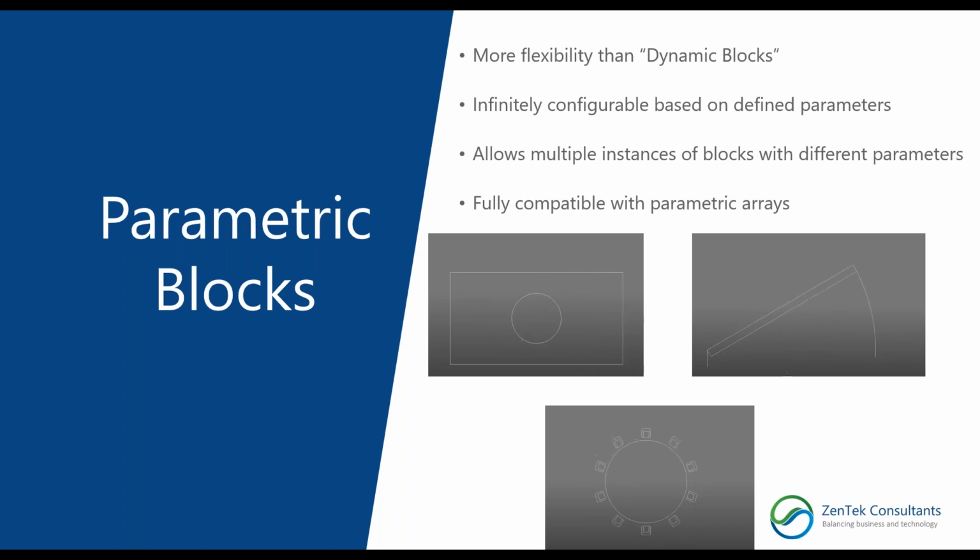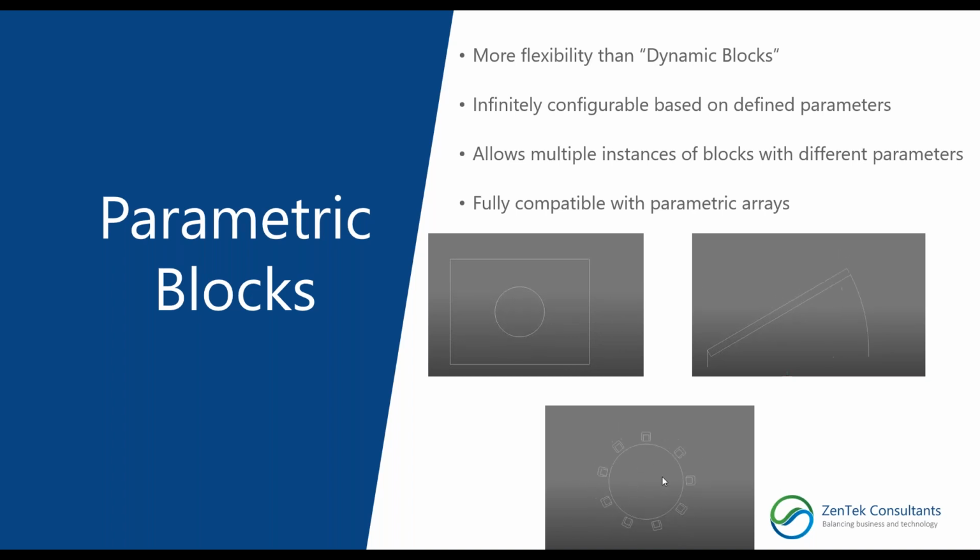And finally, they're fully compatible with parametric arrays. Now, BricsCAD handles arrays a little bit differently than AutoCAD does, where you still have the option of doing a classical array, which is defined, and then you're not going to be going back and editing that array and giving it more functionality. A parametric array is just like a parametric block, where all of its parameters can be linked to different parts of your design, and then you can go back and change different settings of your array, like this table, for example.